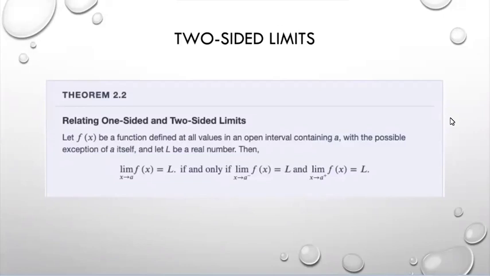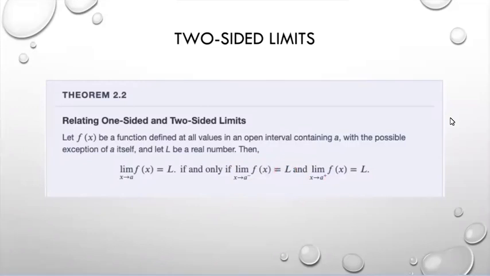Then the limit of that function f of x as x approaches a equals L if and only if the limit of the function as x approaches a from the left and the limit of the function as x approaches a from the right are both the same value L.